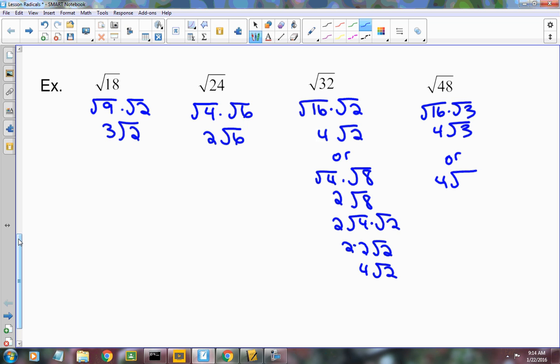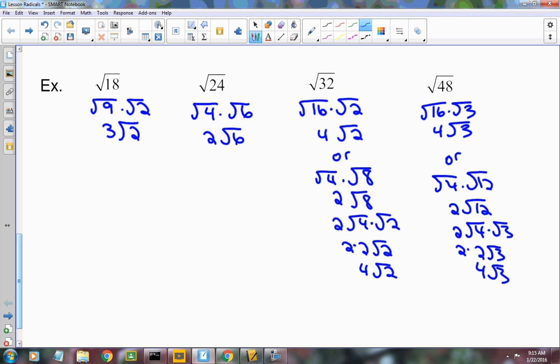If I did 4 and 12, it's just like this one I did over here. I would have got 2 radical 12, but then I would have had to break 12 up into 4 times 3, which is 2 times the 2 that's already in front. So, that's going to give me 4 radical 3 as well. Okay? So if you don't think of the biggest one right off the bat, that's okay.